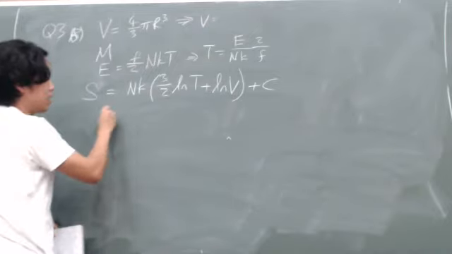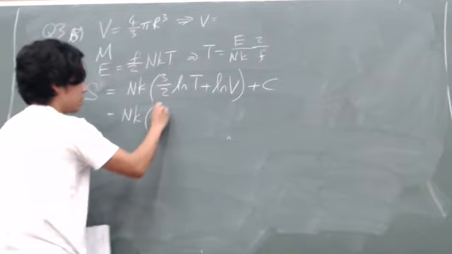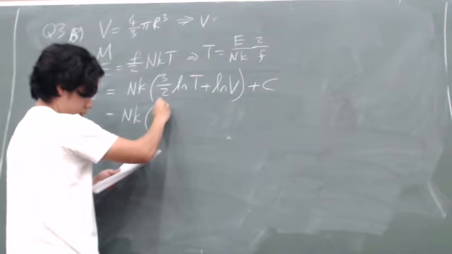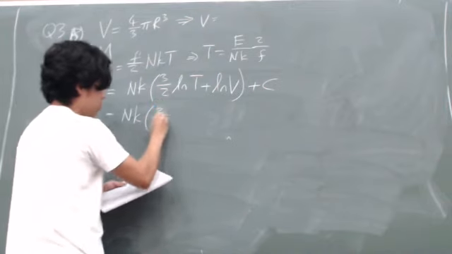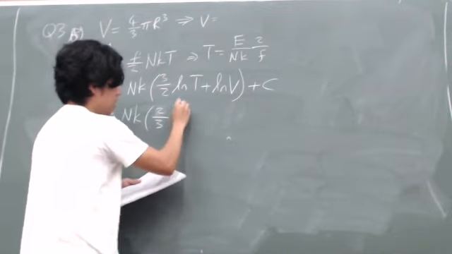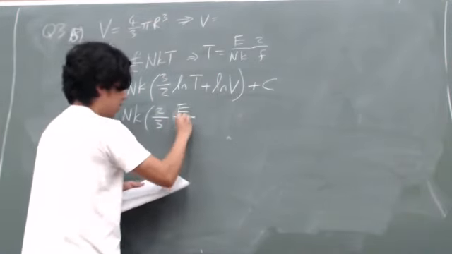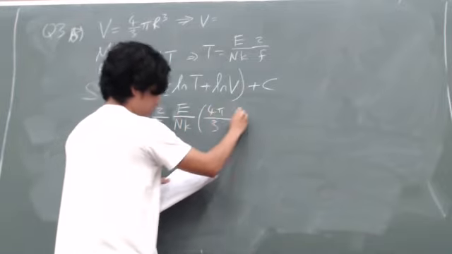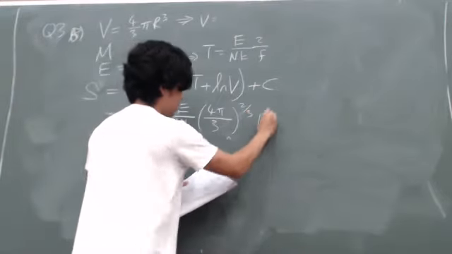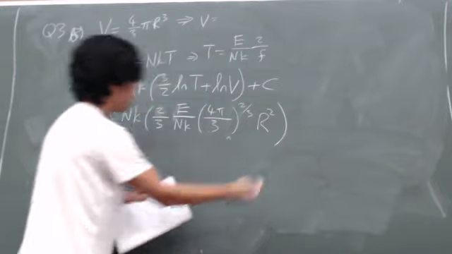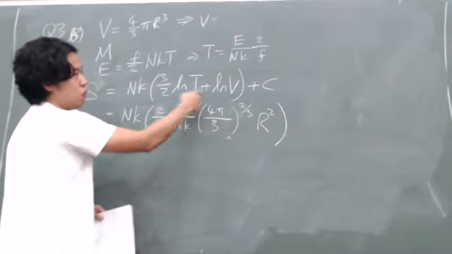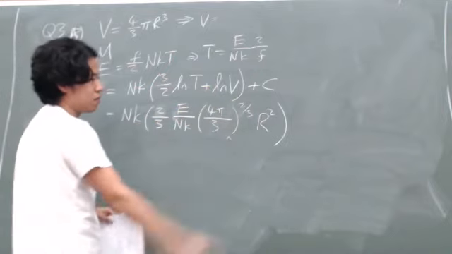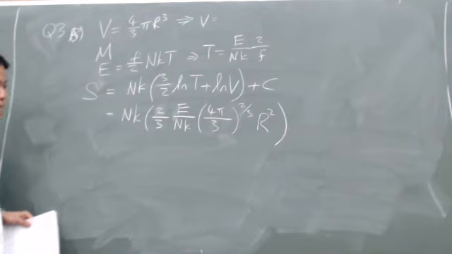So putting these two in here, I get Nk, what do I get? Nk times 2/3, E on Nk, 4 pi on 3 to the power 2/3 times r squared. So combine these two with log laws, take this power there, and combine these two, and then sub in these equations, and then get some simplification. But yeah, this is the thing you get.